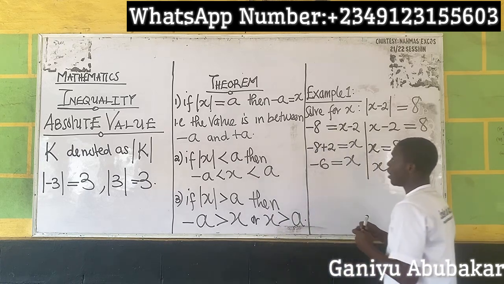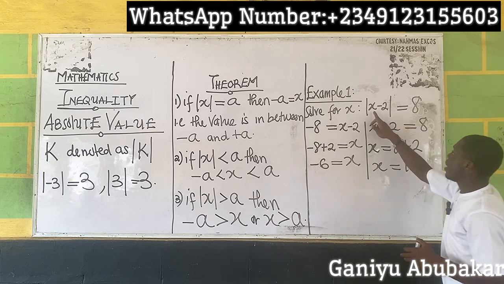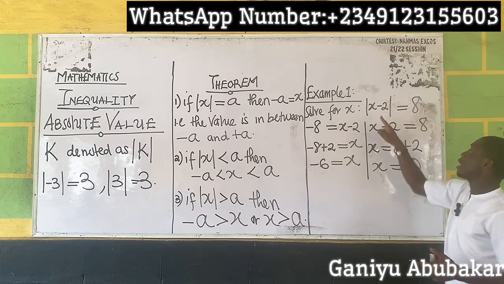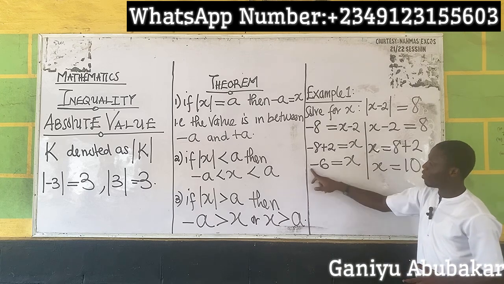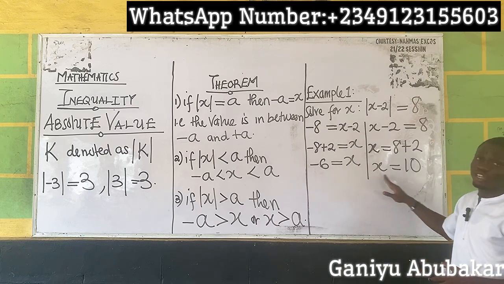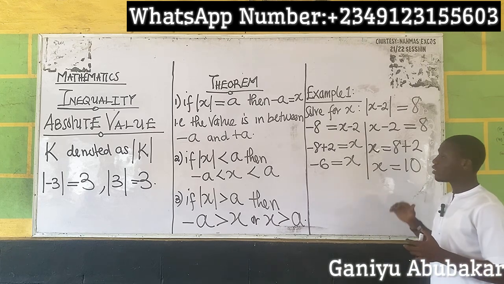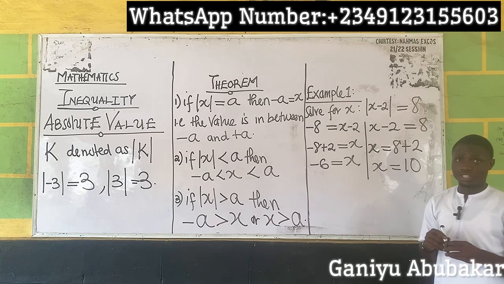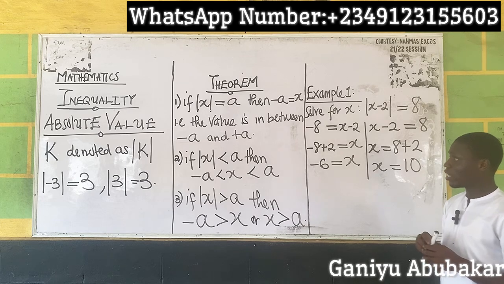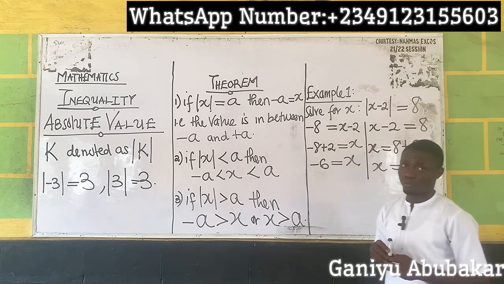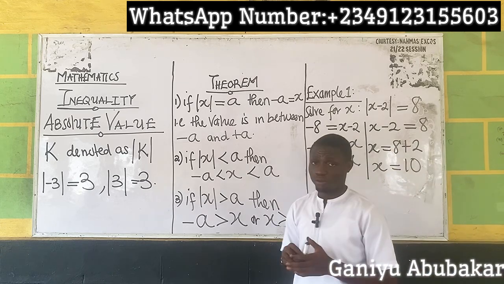So the absolute value of x minus 2 equal to 8 gives you x equal to minus 6 or x equal to 10. They solve problems of this nature. Let's take example 2 and see how that works, and then we're off with the concept of absolute value.